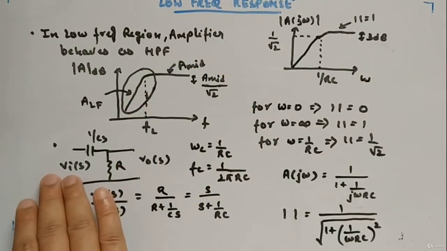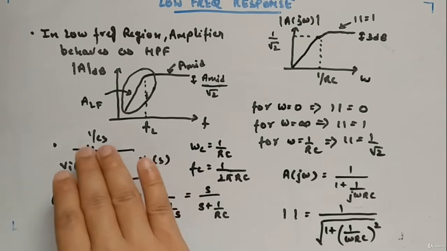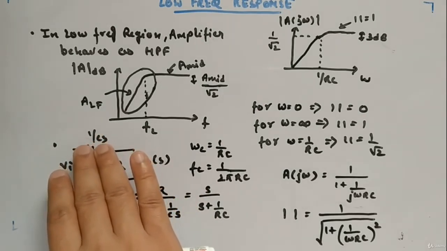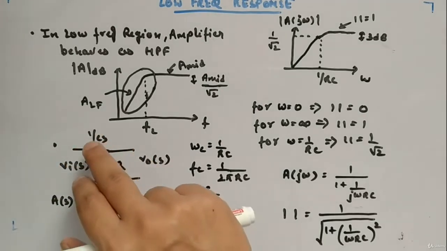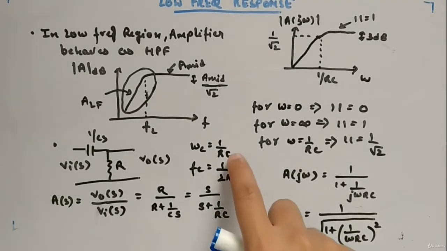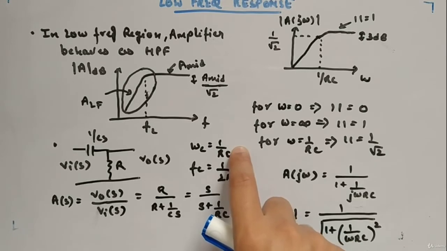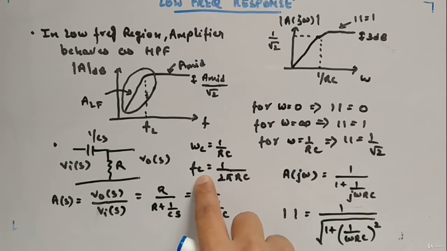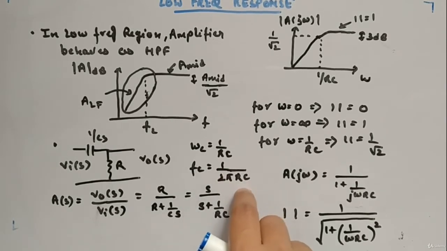For a high pass filter, you can imagine a simple circuit with Vi, V naught, and S, 1 by CS being the Laplace transform of the capacitor. So if you calculate V naught by Vi, that is A(S), that will be R divided by R plus 1 by CS, simple voltage division. Or you can write it as S divided by S plus 1 by RC. This 1 by RC is the pole, or you will call it the cutoff frequency in radians per second. You can write in hertz 1 by 2 pi RC. Okay, this concept will apply here as well.